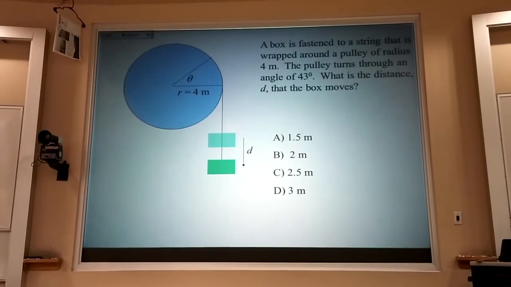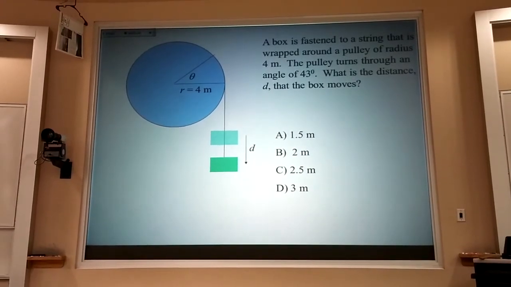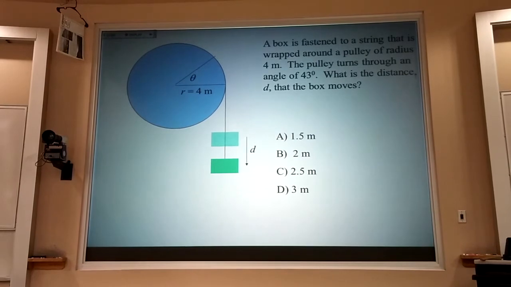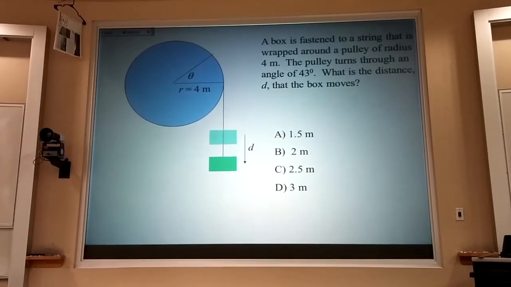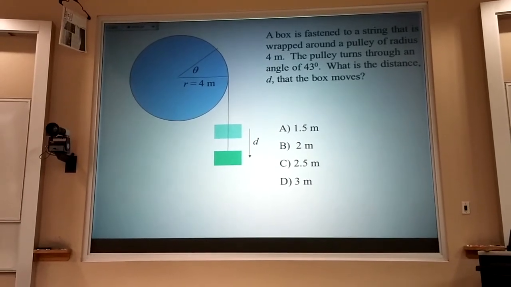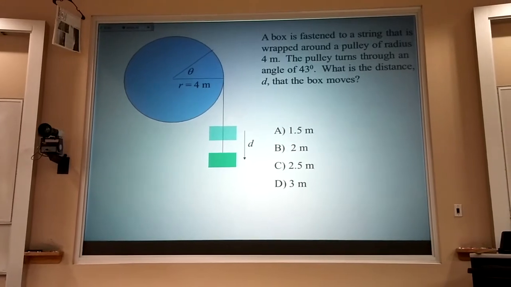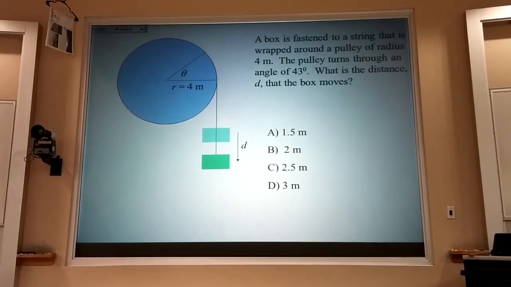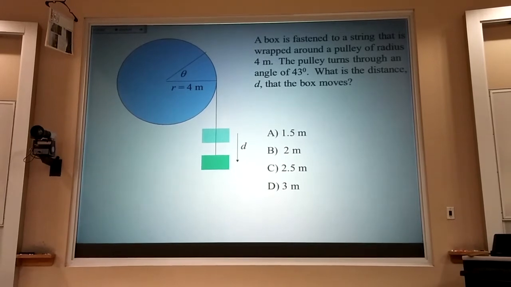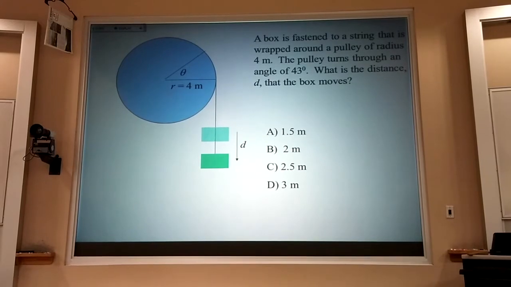Now, this is the type of question you'll need to answer on the final exam. A box is fastened to a string that is wrapped around a pulley. The pulley has a radius of 4 meters. The pulley turns through an angle of 43 degrees, during which it is dropping the box. So how far does the box drop as the wheel turns by 43 degrees?